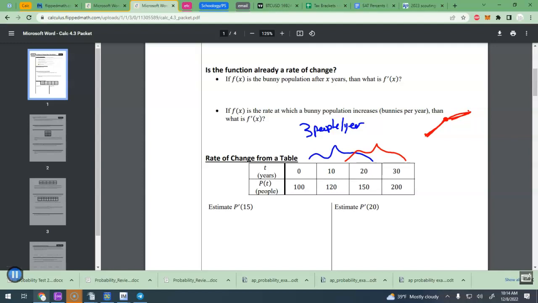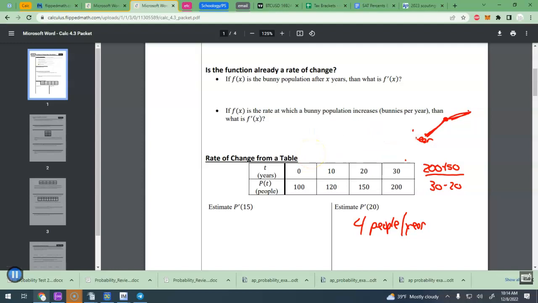If I find this slope, it would be 200 minus 150 over 30 minus 20. So this would be 5 people per year. In my estimation, the best I could do is say, when I was on the way to 20, the slope was 3. When I got past 20, my slope was 5. So I would say it's 4. That will not always be the same. It will in this one. You get 80 over 20. That's 4. It will not always be the same, but they will always accept that answer.